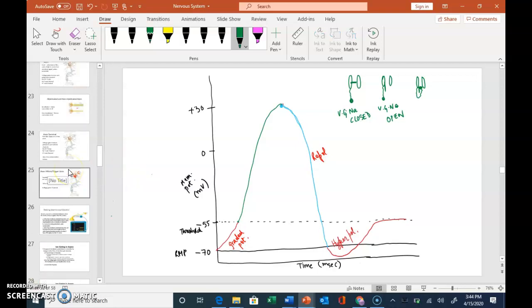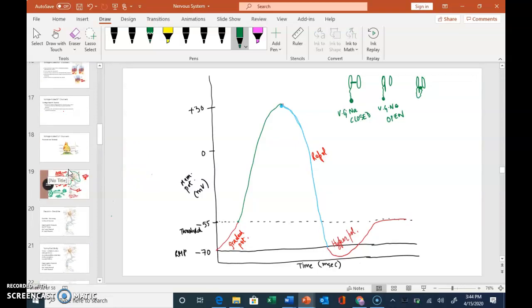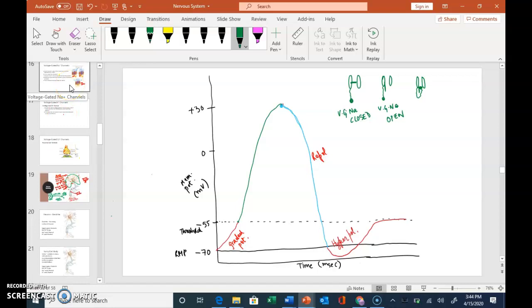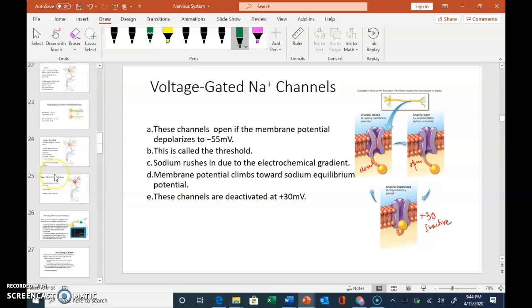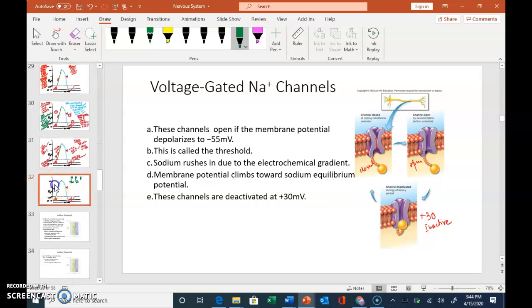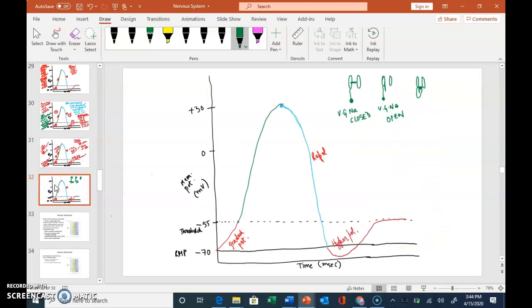So if I go back, where was that? Right here. Do you see that? So this is closed, where the gate is closed, open, and then this is inactive state. And we drew all these here. So we have closed, open. Oh, I forgot to do this. Voltage gated sodium, and this is inactive state.